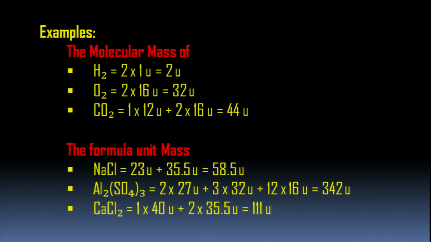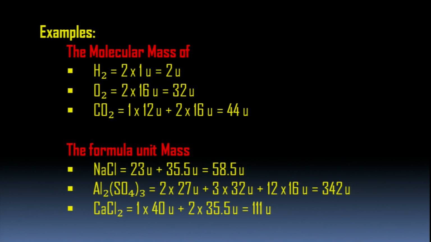Al2(SO4)3, aluminium sulfate. Aluminium, what is the atomic mass? 27U. How many atoms of aluminium are there? Al2 means 2 atoms, 2 into 27U. Then we are adding, see here children, SO4 bracketed whole thrice means S has got 3 atoms and O has got how many atoms? 4 into 3, that is 12 atoms.